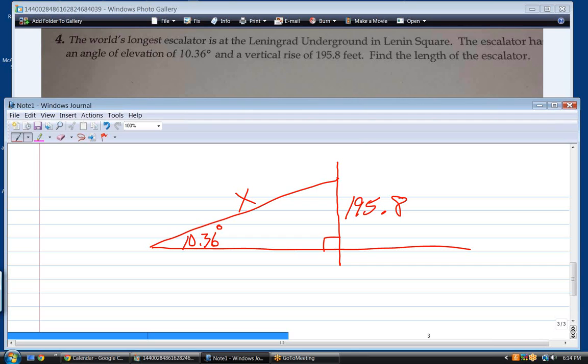Yeah, this is a little tricky. Do they want the hypotenuse or do they want the distance to the wall? Well, the length of the escalator, I would say, is the hypotenuse. Okay, so sine of 10.36 degrees equals 195.8 over x. Multiply both sides by x, divide both sides by the sine of 10.36, and again, you have your answer.